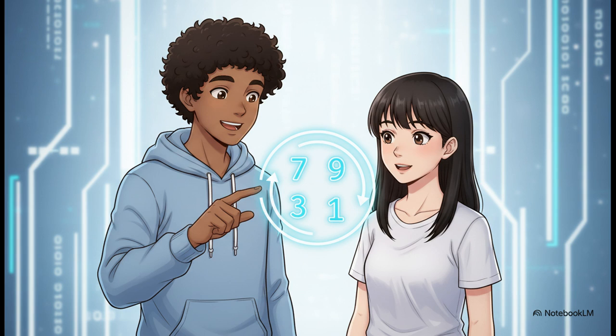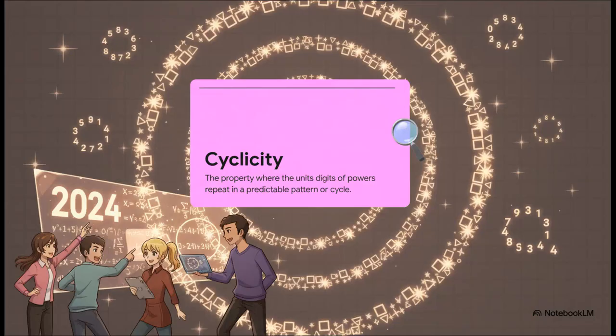And then what about 7 to the fifth? Well, it ends in a 7 again. And there it is. We found the code. It's a repeating cycle of 4 digits. 7, 9, 3, 1. Over and over again. There's a name for this trick. It's called cyclicality.